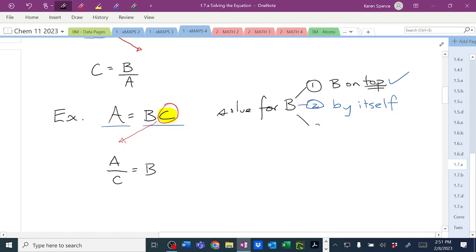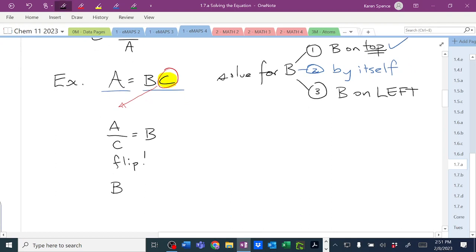And finally, we need B on the left. So we will take the whole thing and we will do what? Flip it. And we get B is equal to A over C. And we are done.